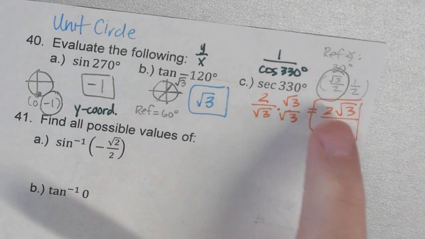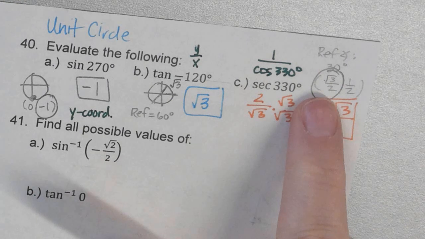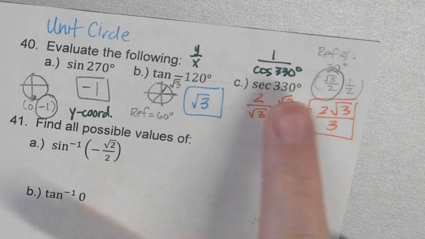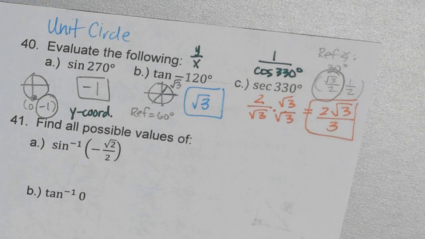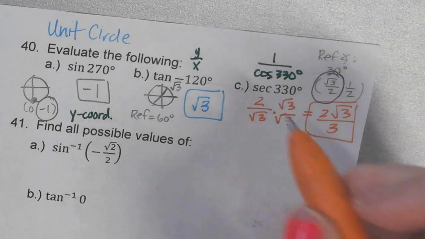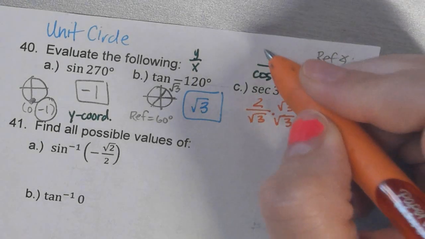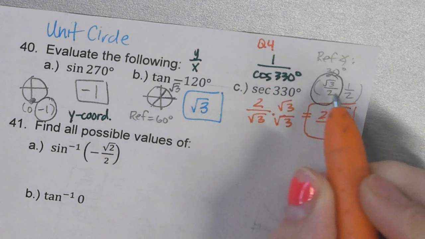So with the reference angle of 30 degrees, you can go ahead and just adjust for the quadrant. So this is in Q4. In Q4, cosine is positive.